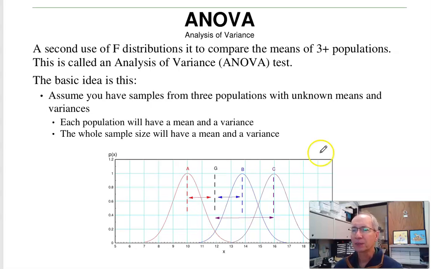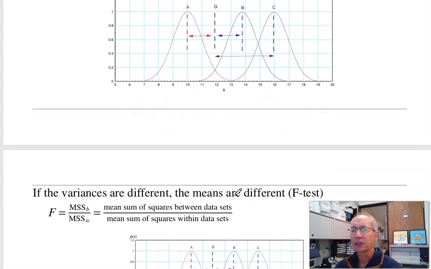Now, the basic idea, if I have 3 populations, I've got a mean for A, B, and C. I've got the variance for A, variance for B, variance for C. I also have the global mean and a global variance. Now, if the global variance is bigger than the individual variances added together, that kind of tells you I have 3 distinct populations. If the global variance is basically the same as the individual variances added, it's the same population. That's the idea behind analysis of variance.